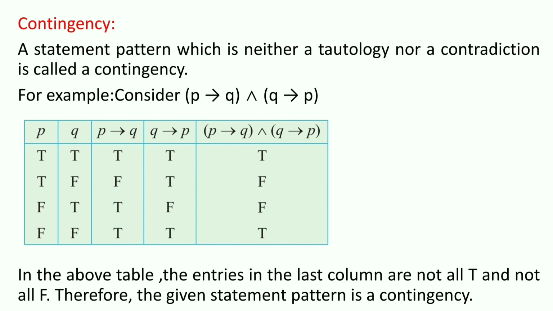And the last, contingency. A statement pattern which is neither a tautology nor a contradiction is called a contingency. For example, consider (P implies Q) and (Q implies P). Here the P column is true, true, false, false, the Q column is true, false, true, false, and P implies Q is true, false, true, true; Q implies P is true, true, false, true; and the last column is true, false, false, true. In the above table, the entries in the last column are not all T and not all F. Therefore, the given statement pattern is a contingency.